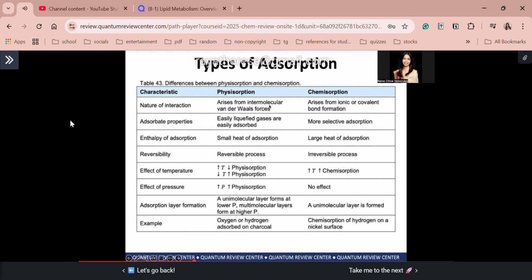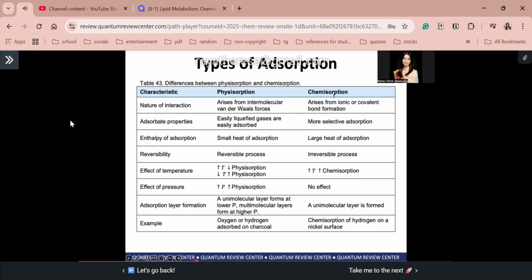Again guys, physisorption arises from weak van der Waals forces. Chemisorption naman, it arises from strong ionic or covalent bond formation. So more selective ang chemisorption than physisorption. We have a large heat of adsorption for chemisorption. Okay? Again guys, because here chemical bonds are being formed which are stronger than the weak van der Waals forces. Okay? And in general guys, irreversible ang chemisorption.